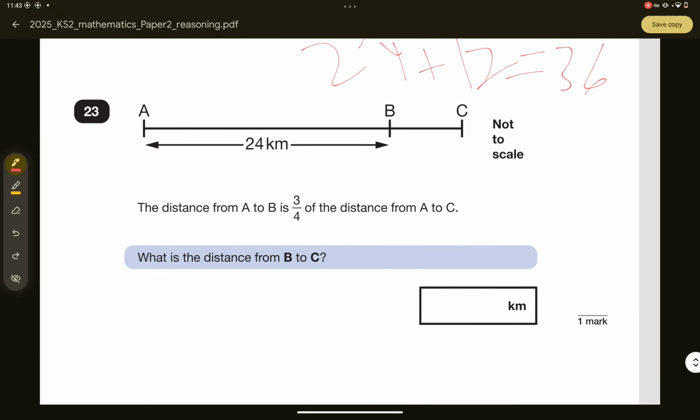23. The distance between A to B is 3/4 of the distance between A to C. So we need to divide this by 3, which is 8. 8 times 4 equals 32. That would be 8, because 32 minus 24 equals 8.